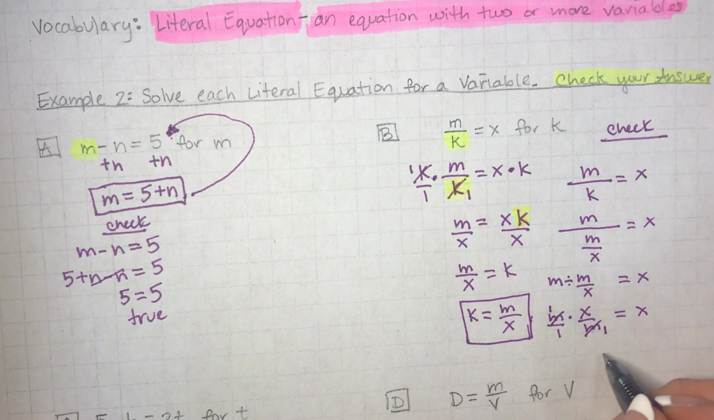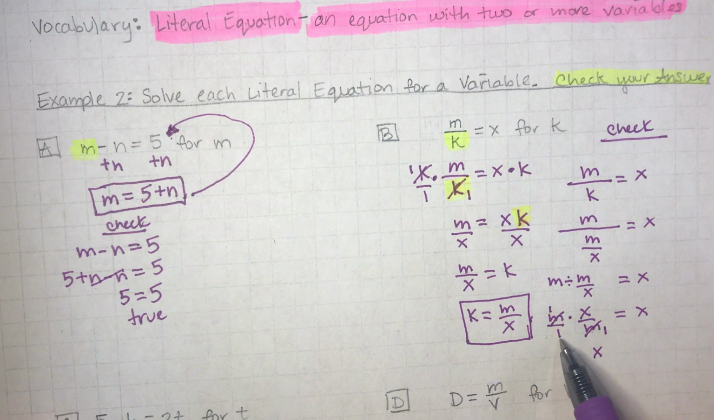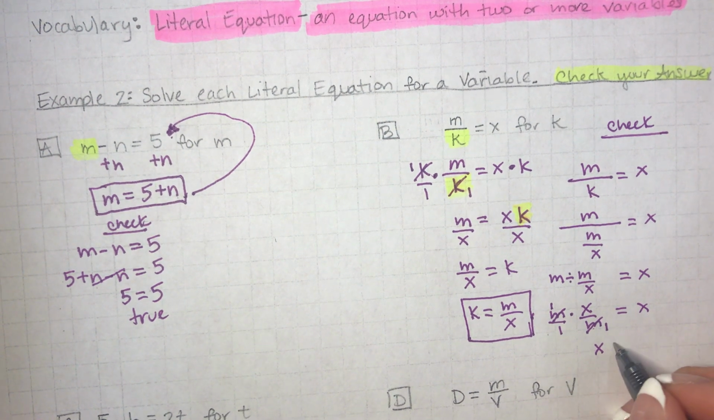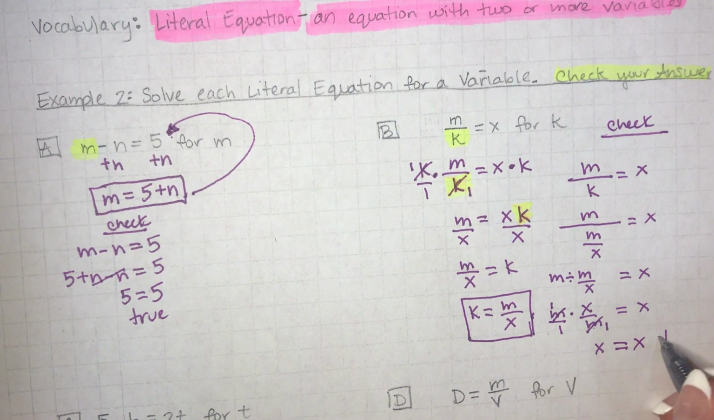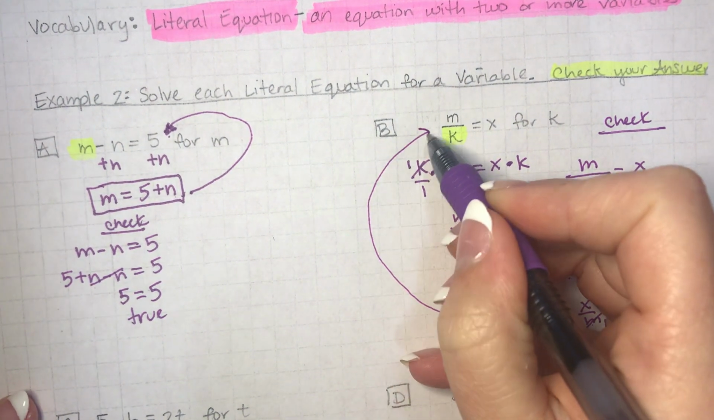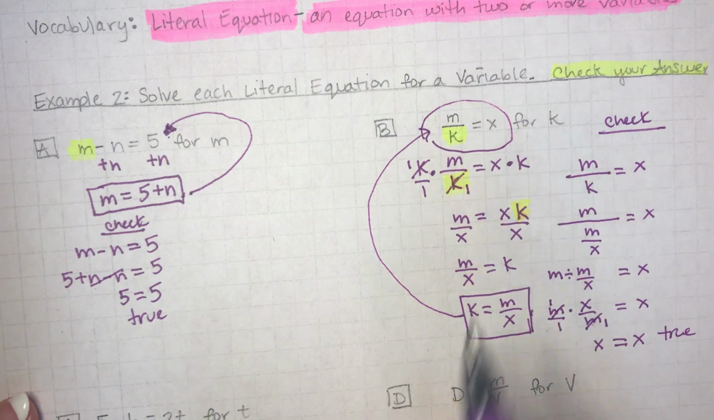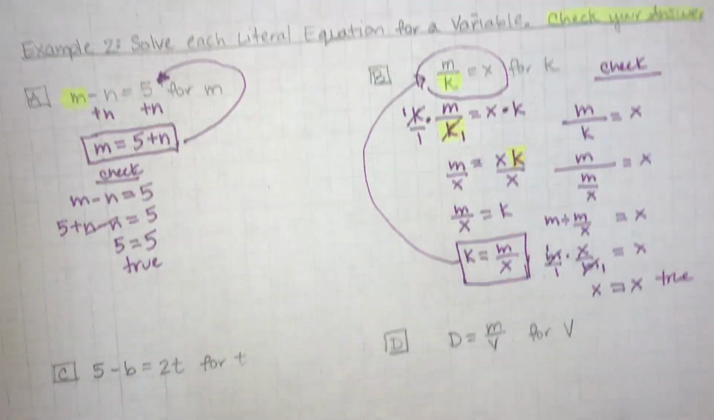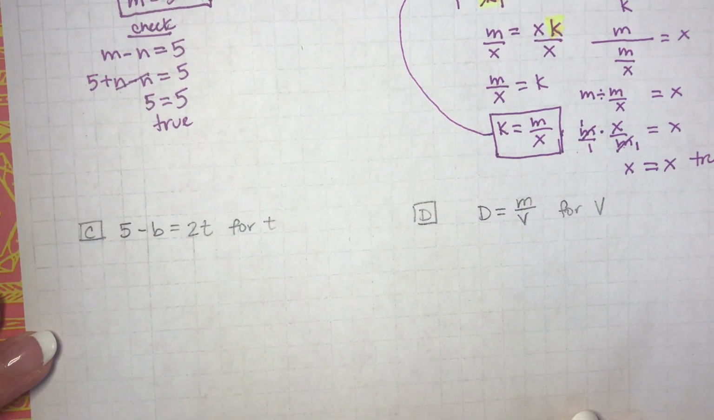1 times x is x. And on the bottom, 1 times 1 is 1, so it'd be over 1. It'd be x over 1, which is just the same thing as x. So we have x equals x, which is a true statement, which means our solution is the solution to the original equation right there. All right, pretty cool. Let's go ahead and try a couple more.